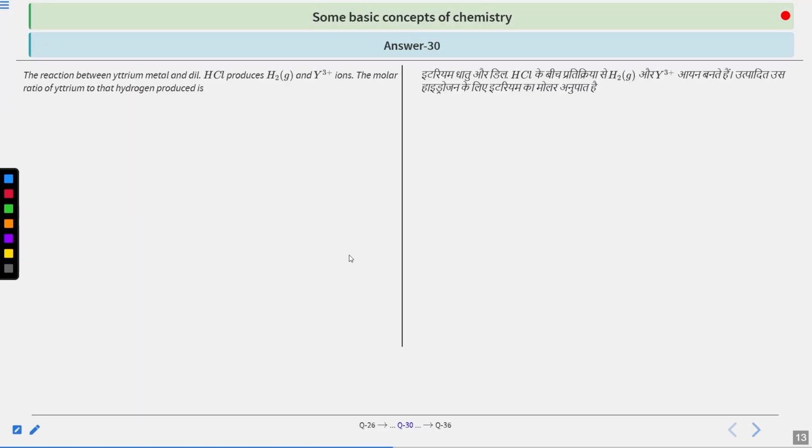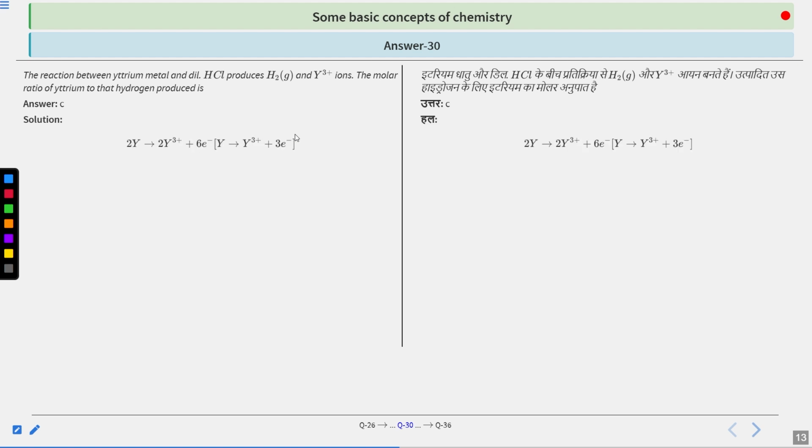So what is the question that is being asked? It has been said that there is a reaction between yttrium metal and dilute HCl, and it is producing H2 and Y3+. Now we have to find the ratio of yttrium to that of hydrogen produced. So let us see this. First of all, the correct answer is C.